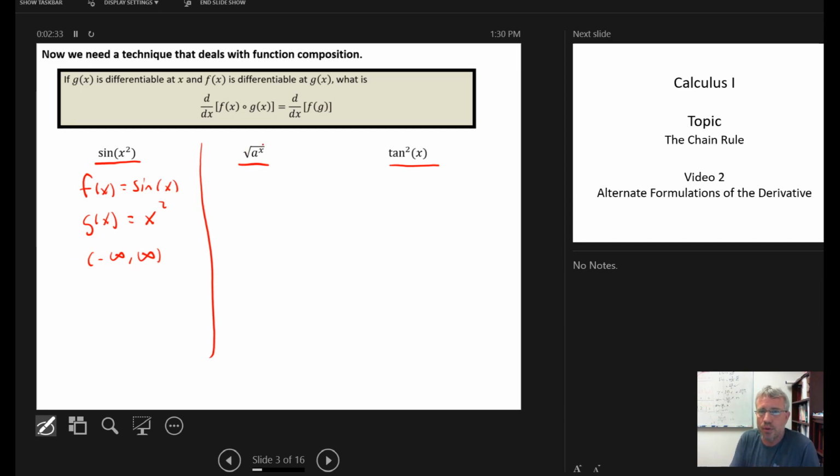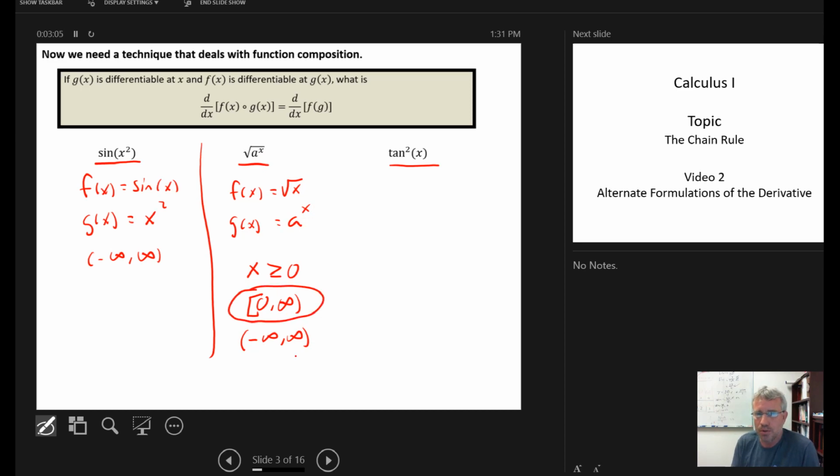Here I have the square root as the outer function. So the outer function f of x is the square root of x, and the inner function g of x is a to the x. The square root function, the domain is x has to be greater than or equal to 0, or the half open interval from 0 to infinity. And a to the x, the domain of a to the x is negative infinity to infinity. So the composed function, when you put the two of them together, the intersection between those two intervals will be this half open interval.